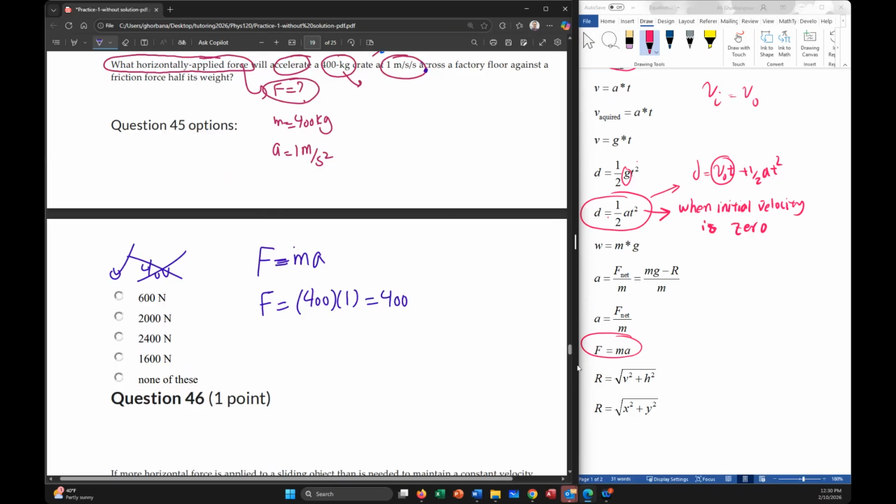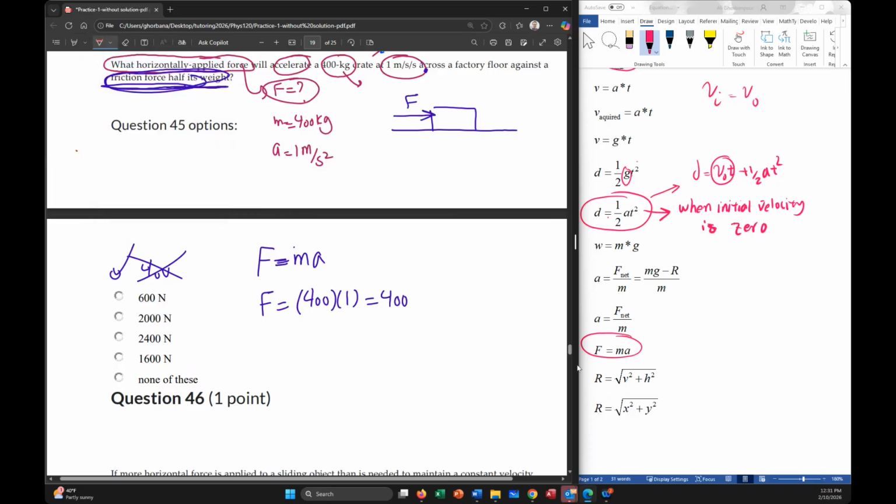it's telling that a factory floor against a friction force. Friction force, half of its weight. It's very important. So I need to draw, yes? There is an applied force. Good. But there is a friction force.